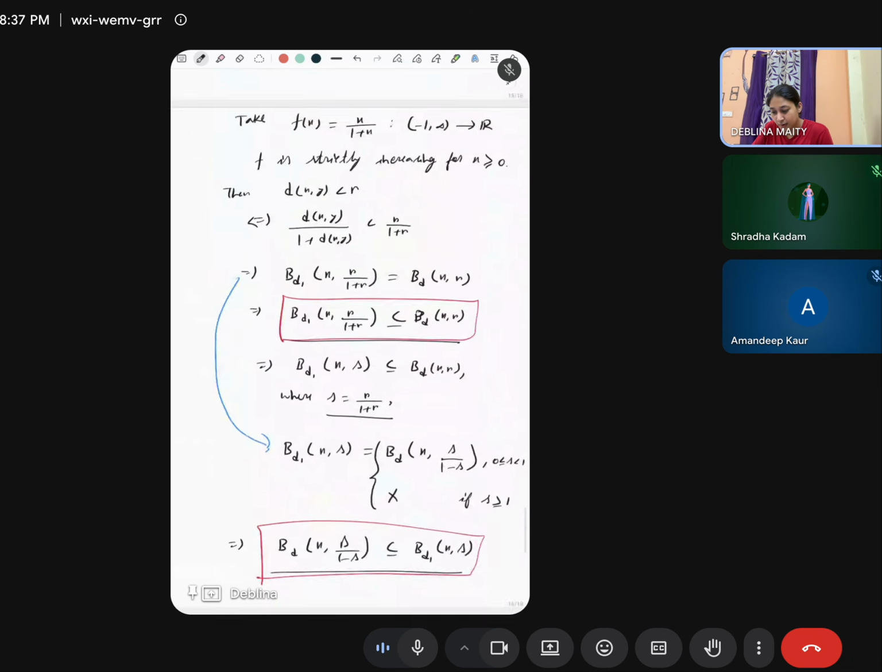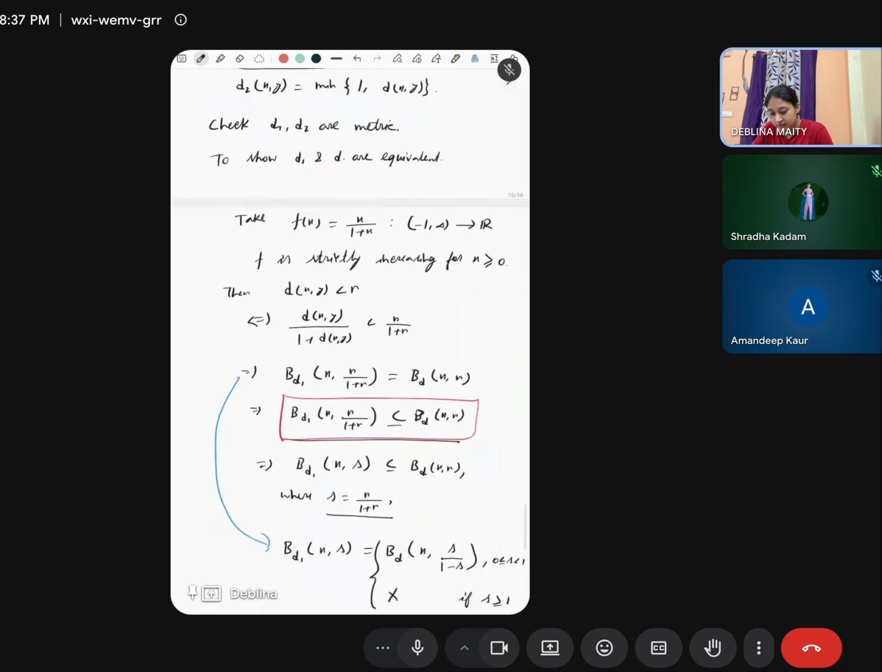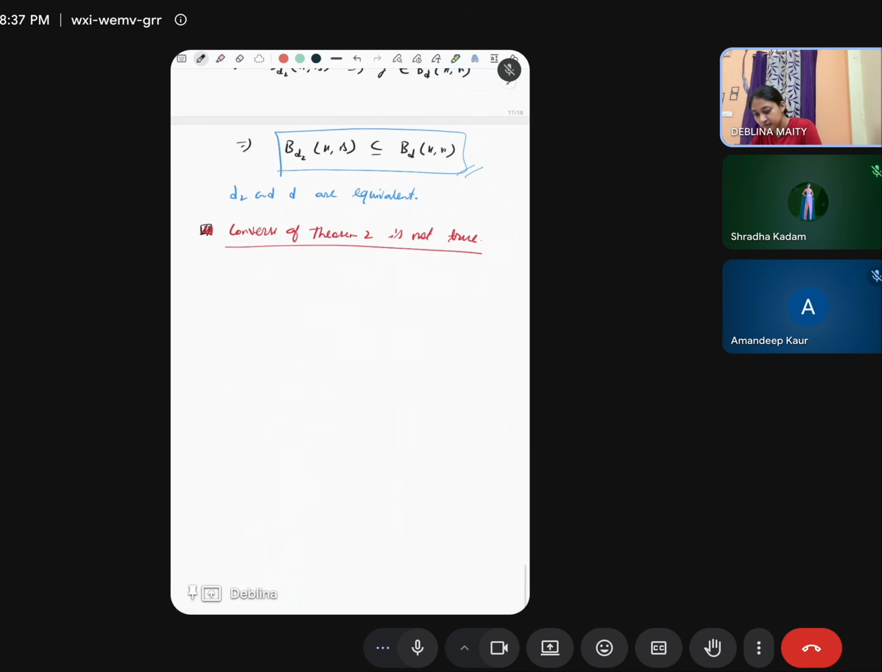So d1 was what? d1 was this one, right? So d1 is always less than or equal to d(x,y), right? d1(x,y) is what? d(x,y) by 1 plus d(x,y), right? So d1(x,y) is less than or equal to d(x,y).